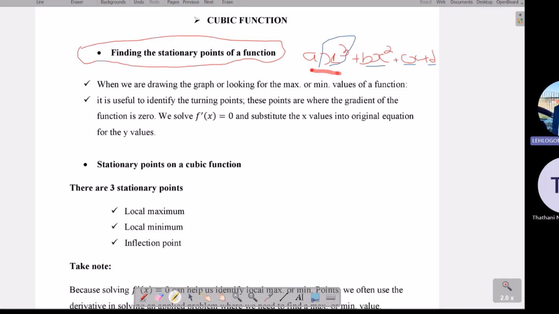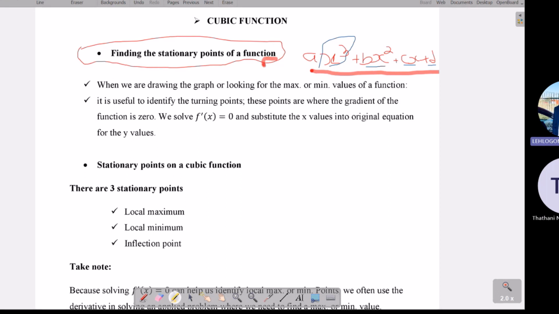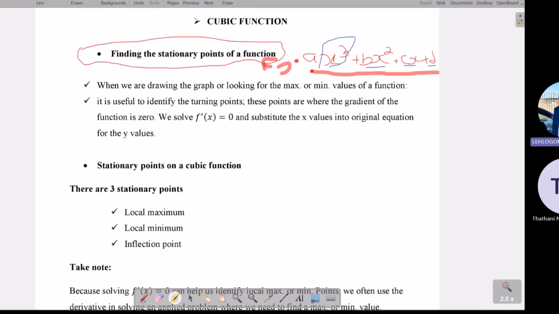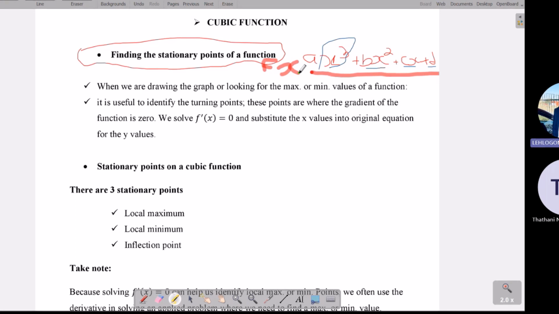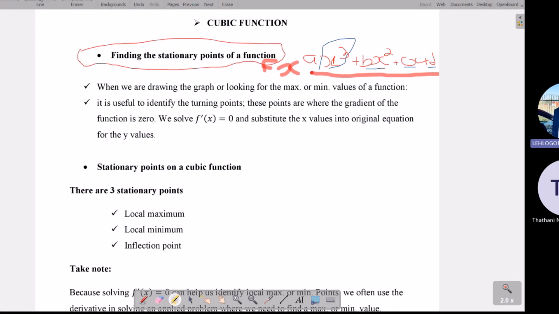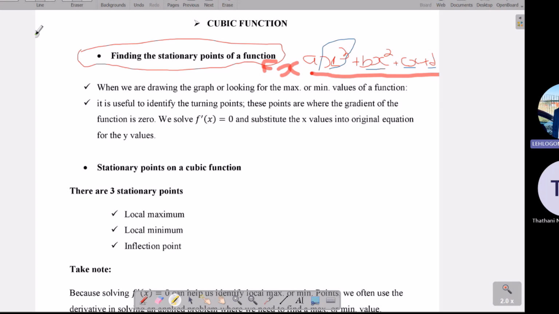In most cases, these equations have a name. They can say it's f(x), or g(x), or h(x). They can label the equation in any way. But when they say derive it, you must know what to do and how we do it. I wanted to talk about this so that when we do stationary points, we understand what we mean when we derive.